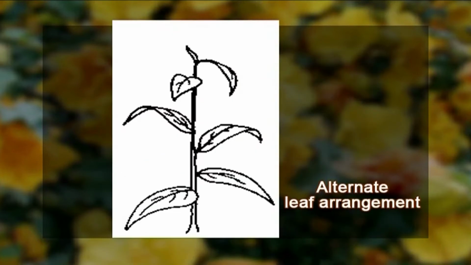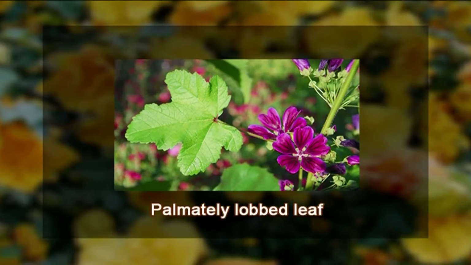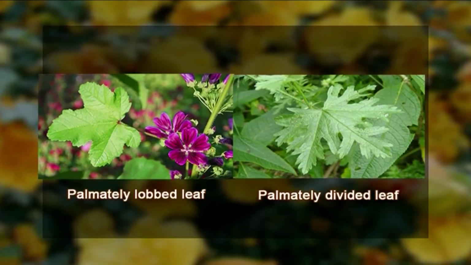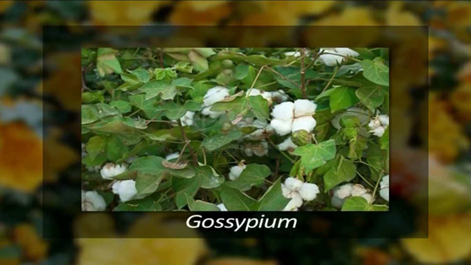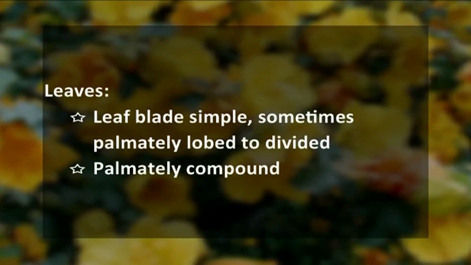Leaves. The leaves are usually alternately arranged. They can form a spiral or commonly what we call two-ranked. The leaves are stipulate and the stipules are often caducous. The leaf blade here is simple, but sometimes this leaf blade can be palmately lobed to divided. We see this leaf blade as divided in the case of Gossypium, or very rarely the leaf can be palmately compound.